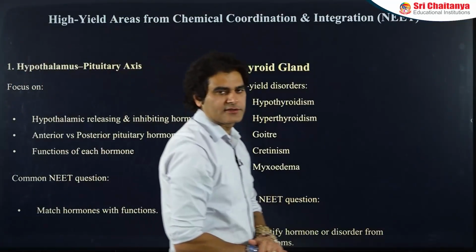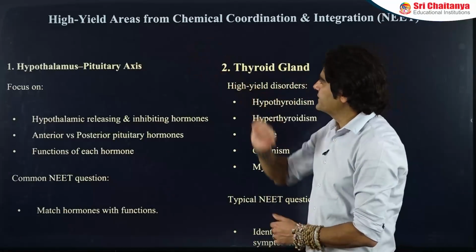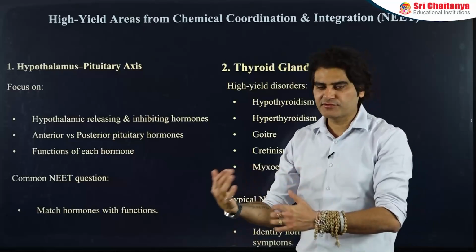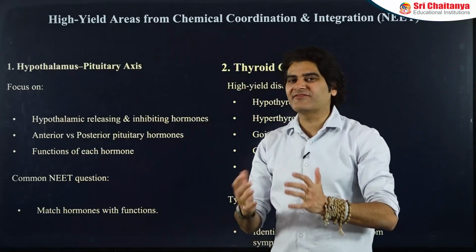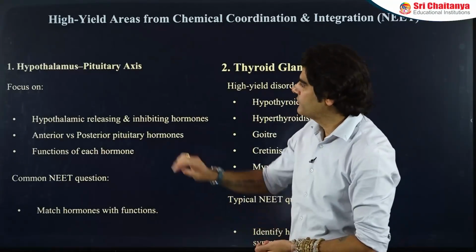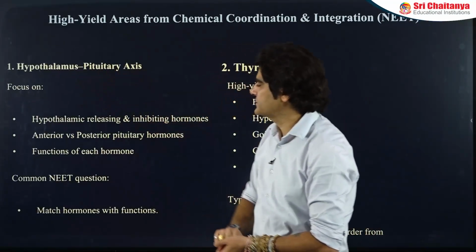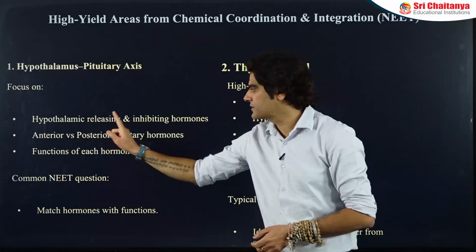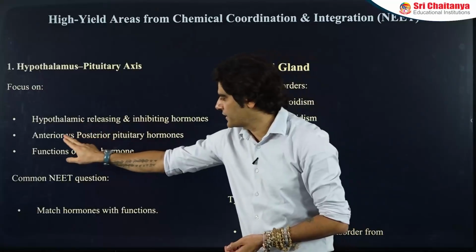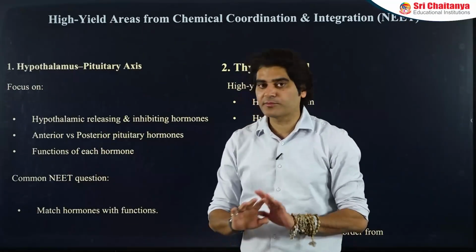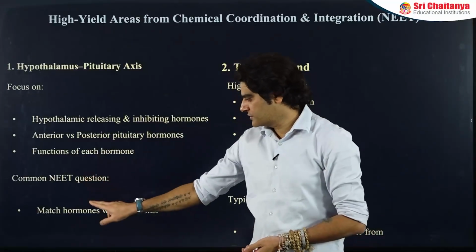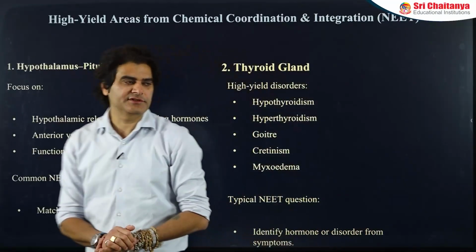Now another important point here, high yield areas from the chemical coordination and integration chapter. While you will be studying the NCERT, I just gave you an overview of the book, but when you will be revising it, what will be your key conceptual areas on which you have to focus? First of all, the hypothalamus pituitary axis, in which you should be focusing on hypothalamic releasing and inhibitory hormones, their examples. Where do the releasing and inhibitory hormones go? To the anterior pituitary. The posterior pituitary does not produce anything, it only receives hypothalamic hormones and releases them. The common question from here: match the hormones with their functions.